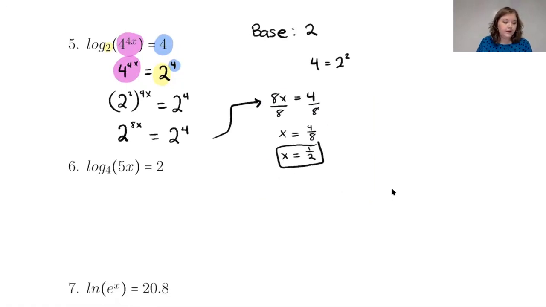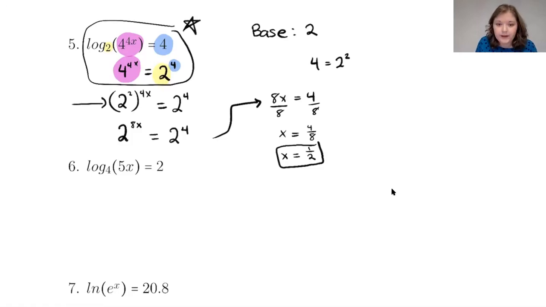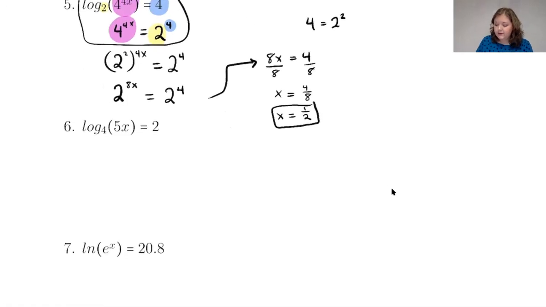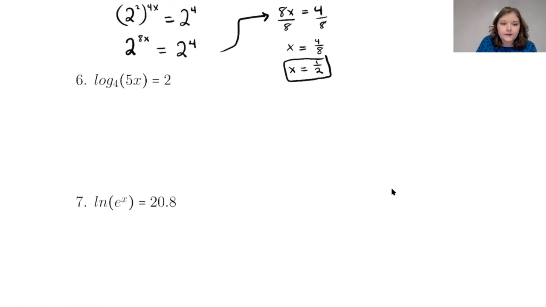Okay. So that is just how we solve the first equation. We'll first just do the property that I used with a star, the exponential property of equality, and get our answer for x. Okay, so we'll move on to number 6.